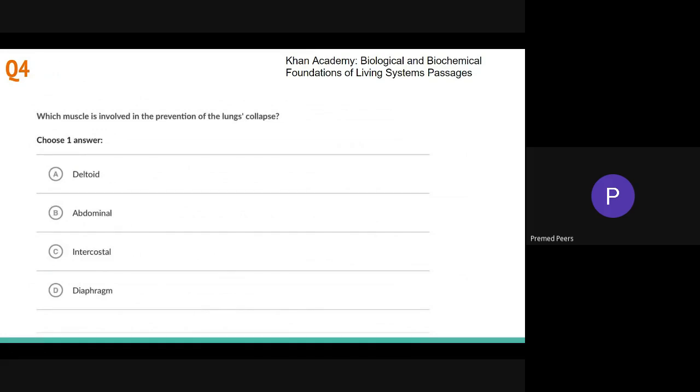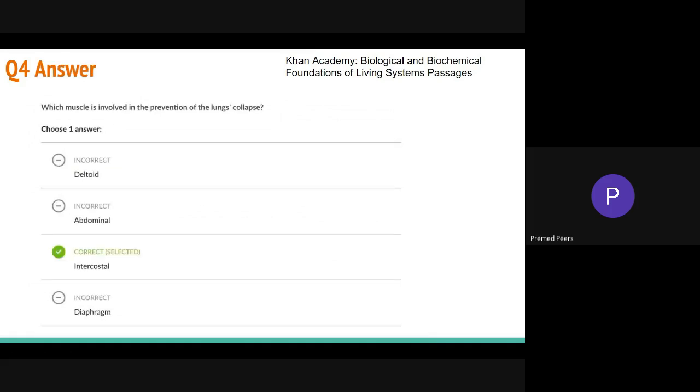Which muscle is involved in the prevention of the lungs collapse? So we could answer this one through process of elimination. However, you should know that the intercostal muscles are attached to the ribs and responsible for stabilizing the chest wall and the thoracic cavity in general. So that should give you an immediate answer, which is C.